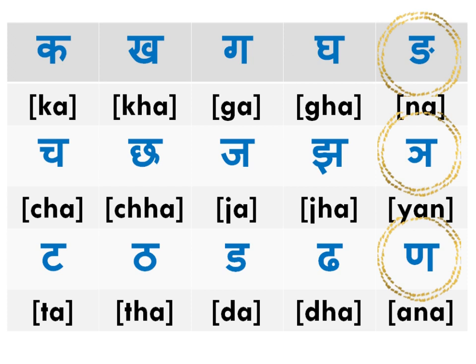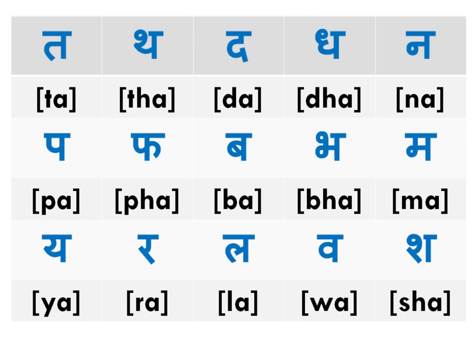Now, fourth row. The first letter of the fourth row is Ta. T-A, Ta. Tha. T-H-A, Tha. Da. D-A, Da. Dha. D-H-A, Dha. Na. N-A, Na. These are interdental sounds.